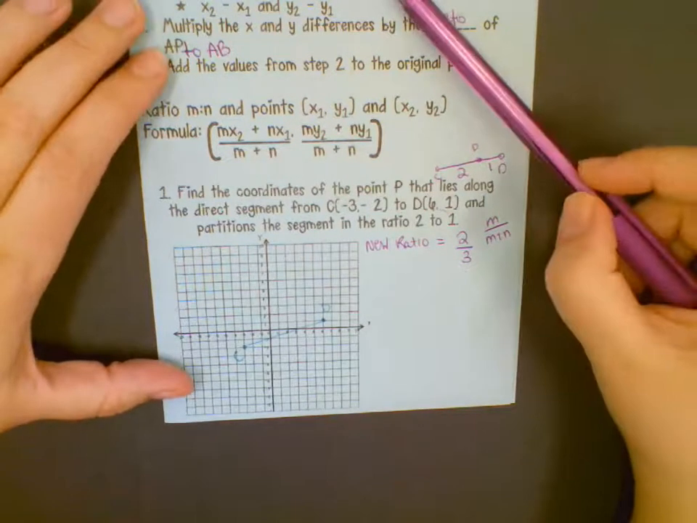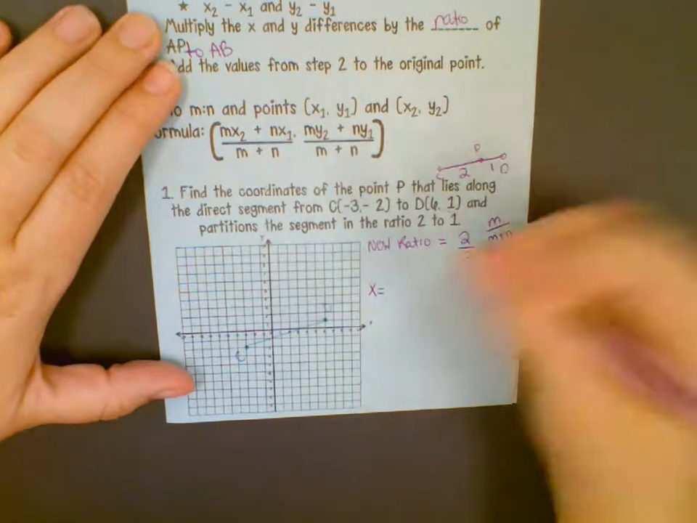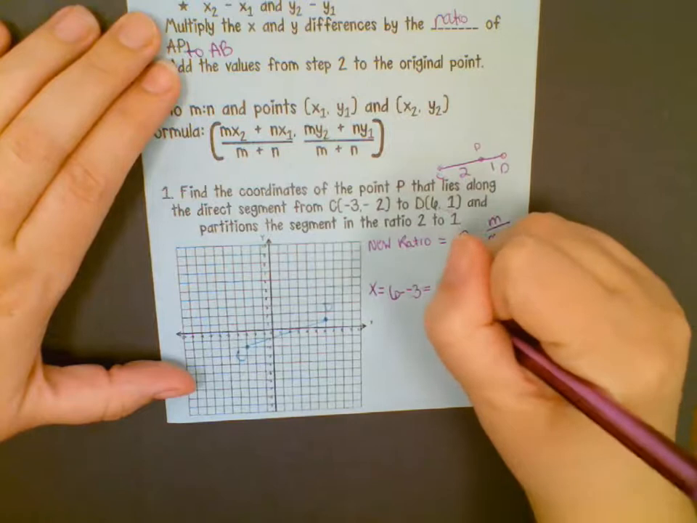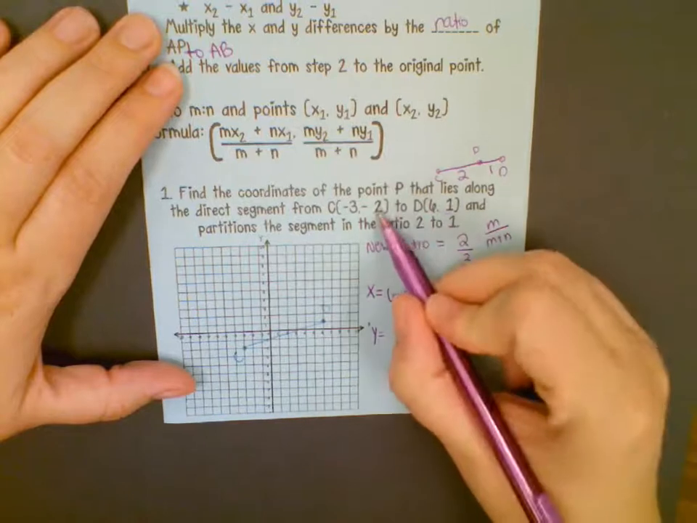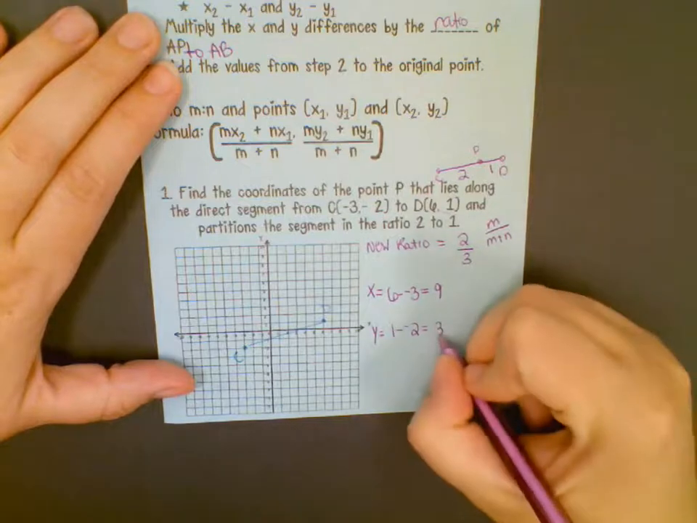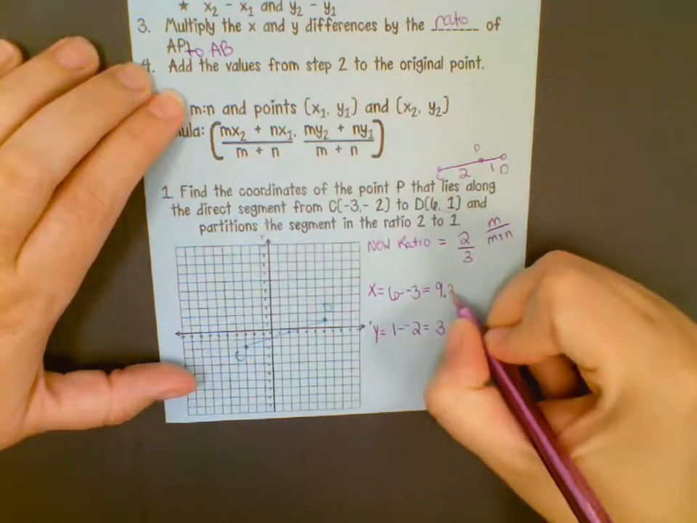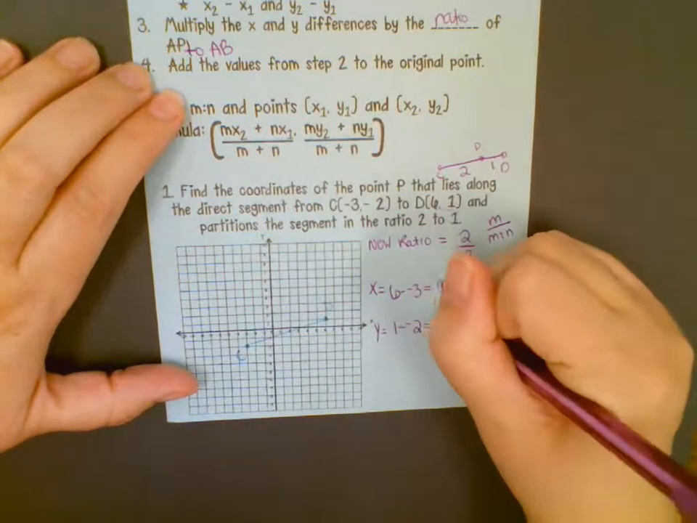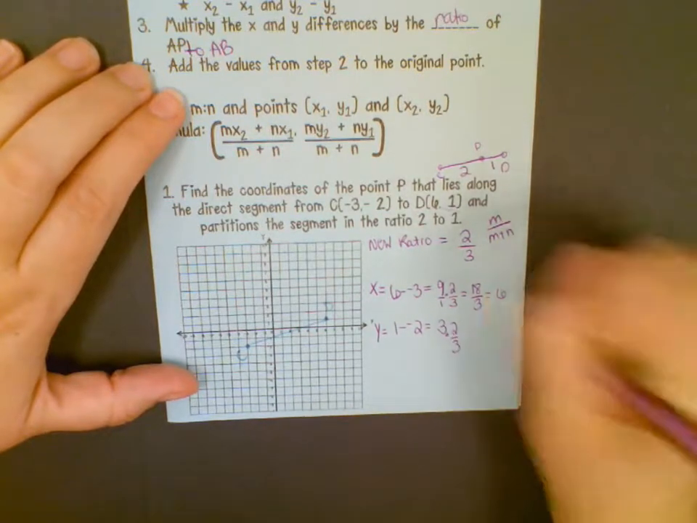Okay, so we did that first part. We found our new ratio. Step 2 says to find the differences. So for x, my x2 is 6 minus my x1, so that's 9. For y, I have 1 minus negative 2. So then step 3 says to multiply those differences by your ratio. So I'm going to times this by 2/3. Okay, so remember we can put this over 1 and multiply straight across. So that's 18 over 3, which is 6.